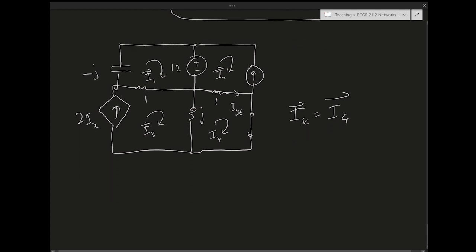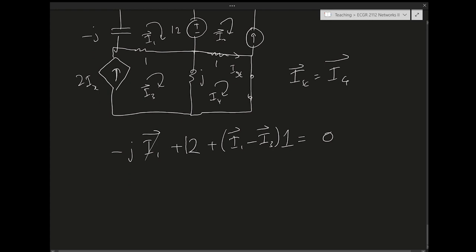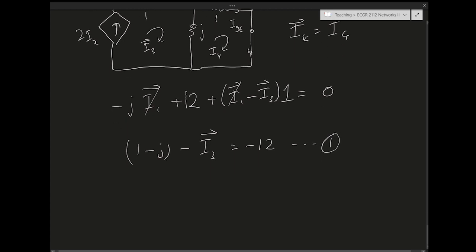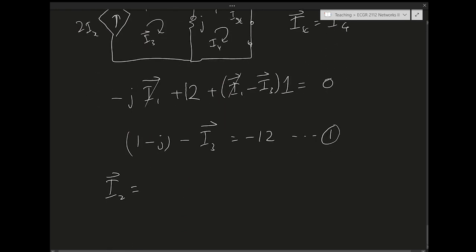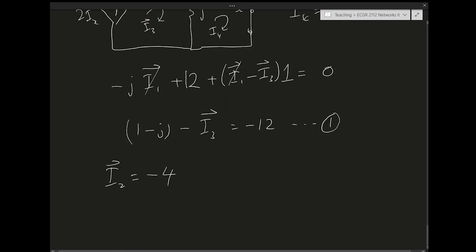Okay, so let's get the first mesh equation, starting with the I1 loop. So I have minus J I1 plus 12 plus I1 minus I3 times 1 equals 0. So I have 1 minus J, I1, minus I3 equals minus 12. That's the first mesh equation. The second mesh equation, well, it's not an equation, it's just I2 equals minus 4. It's easy. So I2 is known, already solved.